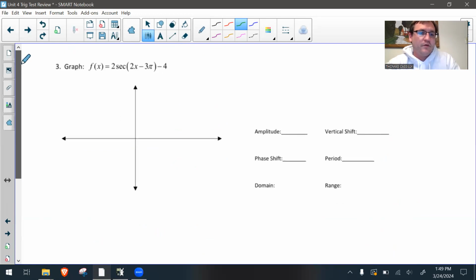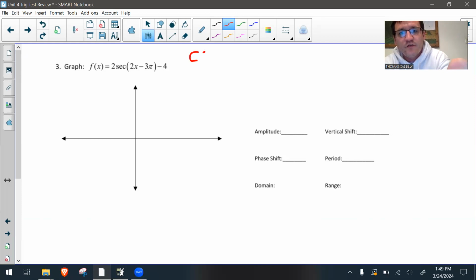Next one is a secant function. So remember, with secants and cosecants, we have to graph the main trig function here. So we know secant matches up with cosine. So really what we need to do is find the cosine graph and then draw on those asymptotes here.